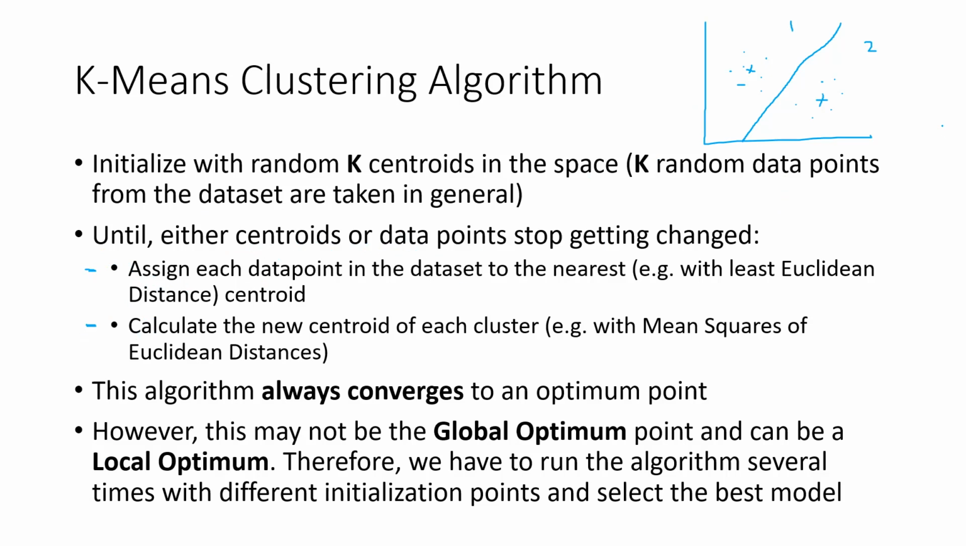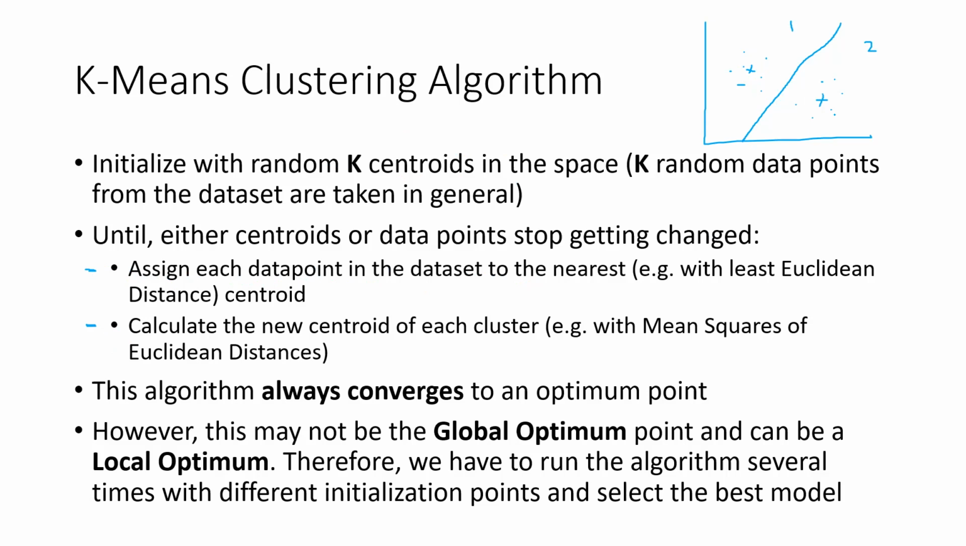If the centroids are not changing, that means we have come to the final solution. Or the data points are not getting assigned to other centroids, again, that means we have come to a solution. So until then, we have to iteratively repeat these two steps. The first step is to assign each data point to the nearest centroid. So first we randomly define two centroids, and then we assign each of the data points to the nearest centroid, right?